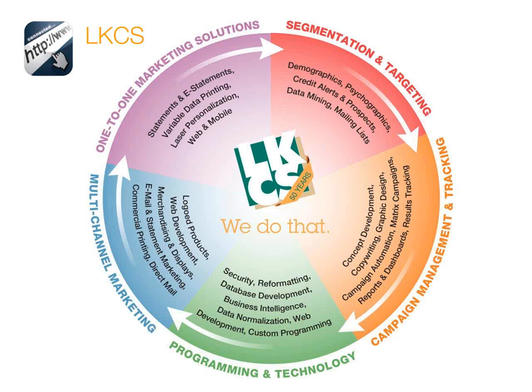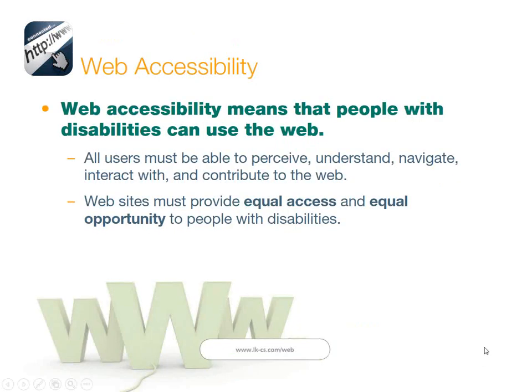But today we're going to be focusing on our web development services and primarily what it means to be ADA web accessible. When we talk about web accessibility, obviously what we mean is that we want to make sure that people with disabilities can use the web. That means all users must be able to perceive, understand, navigate, interact with, and contribute to the web. Primarily, websites must provide equal access and equal opportunity to people with disabilities.